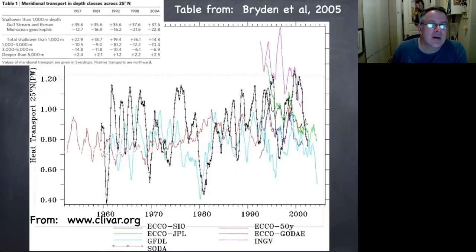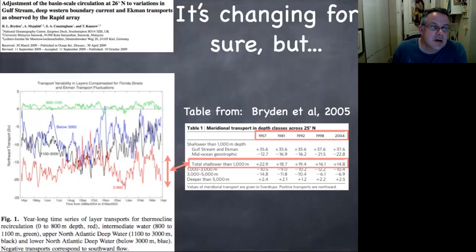But now, here's the table of heat transports from different estimates at 25 north, and you see that there's a whole lot more variability than this actually applies. And so we have talked about this decline here, which should probably be embedded in a much larger set of variability.